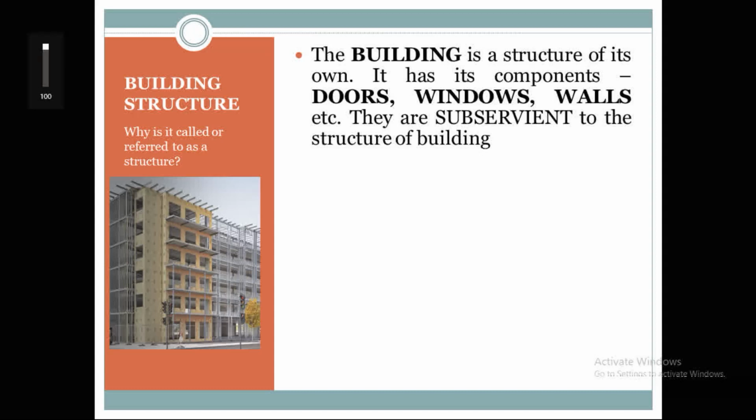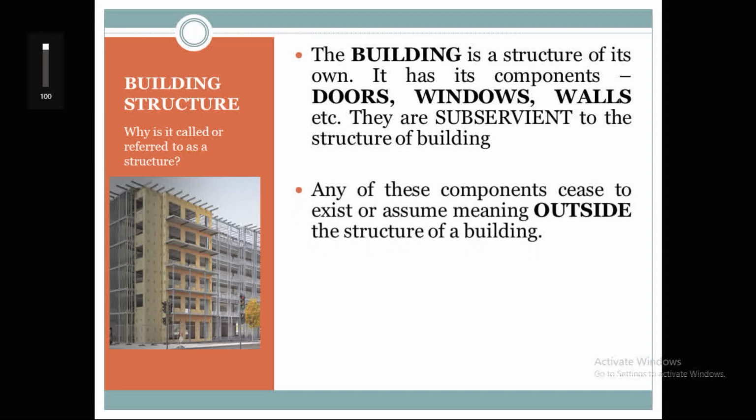So when the door is inside a building, we can identify that it is a door. When the window is inside a building, then we can identify that it's a window. But when it is in the open space, it has no existence of its own. So the door cannot be called a structure, or the window cannot be called a structure, but rather the building that is composed of these constituent parts can be called a structure.